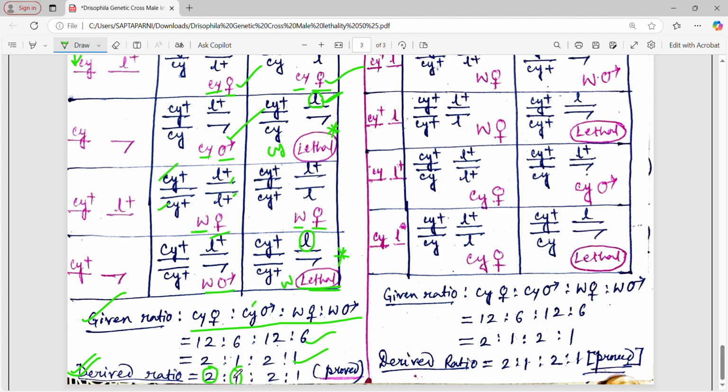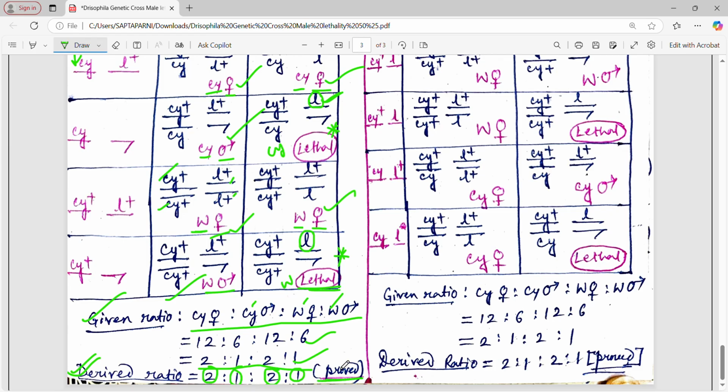Then how many wild females are there? There are 2 wild females, this one and this one, so this is also 2 in number. Then how many wild males are there? There is only a single wild male, so it is 1 in number. So our ratio 2 is to 1 is to 2 is to 1 is matching with the given ratio 2 is to 1 is to 2 is to 1. So our cross is correct, it is proved.